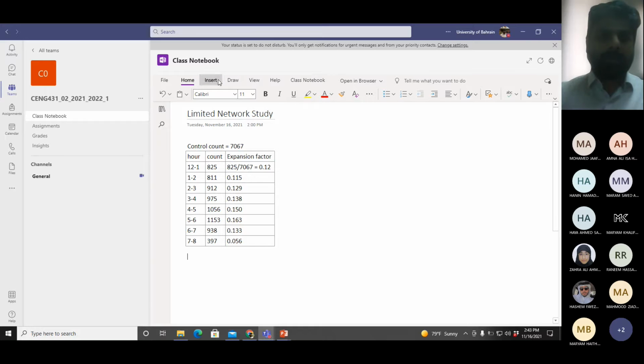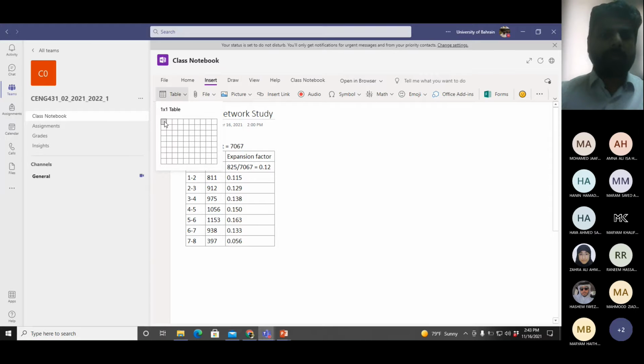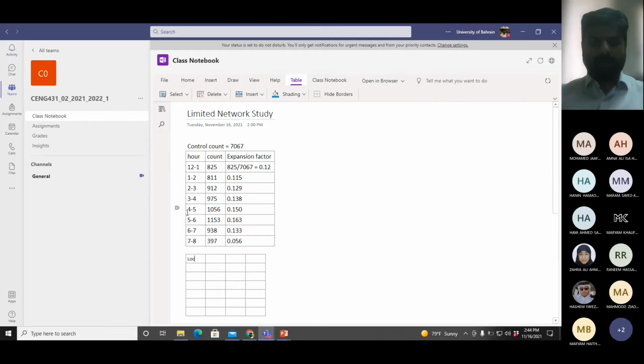Now let me make another table. I have the location, the count, and the hour as well. I will write the hour in which the data was taken, the 1 hour count, and then the 8-hour count.